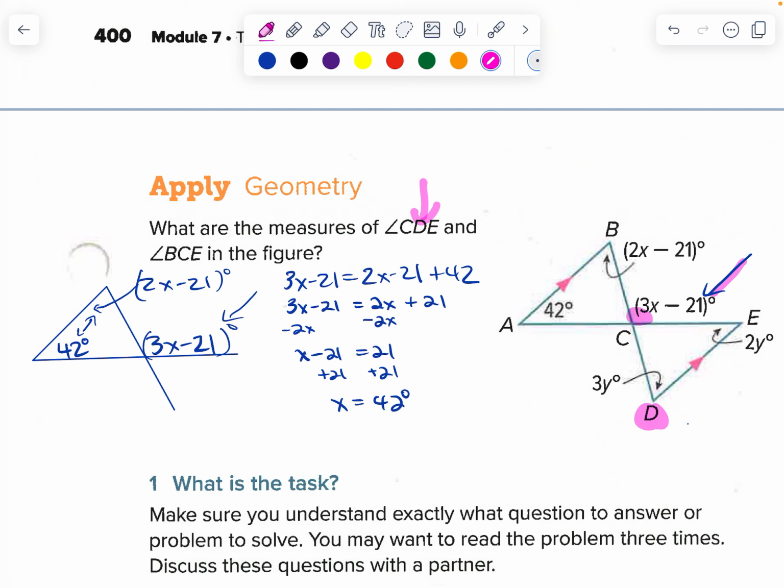So I want to find 3x minus 21. So I'm going to replace the x with 42. That's going to give me 126 minus 21. So 105 degrees. So this angle right here is 105 degrees. Okay?